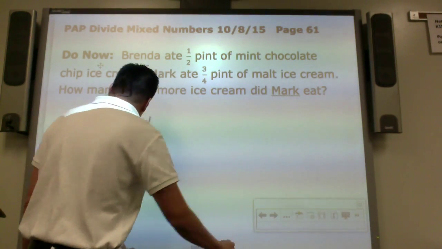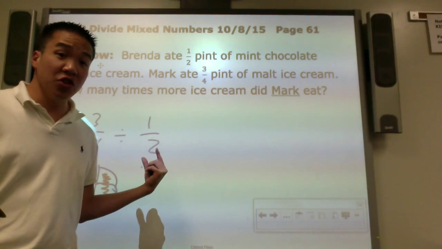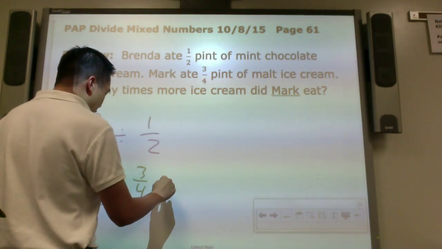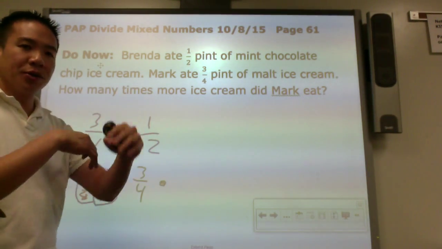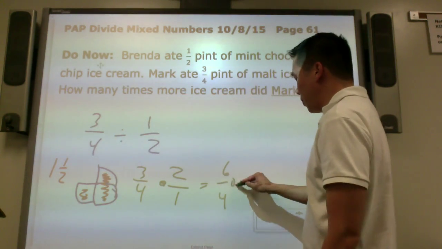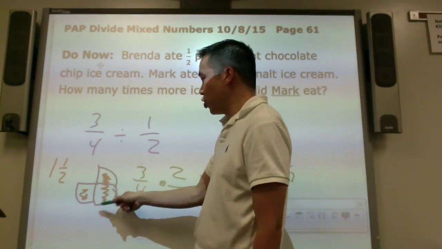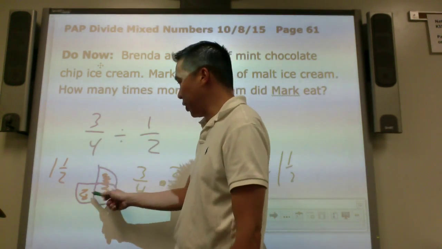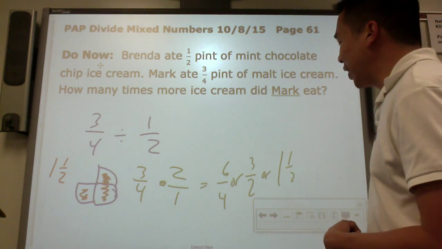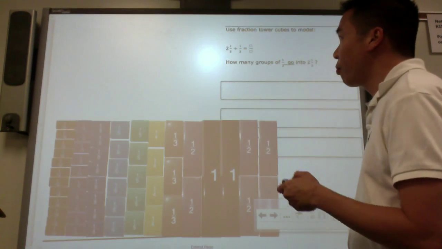Well, let's see. We need to turn this division expression into a multiplication expression. So we have 3/4 times, and what do we do here? The reciprocal of it, which is 2/1. So it's 6/4, which simplifies to 3 halves, or 1.5. Hey, it's true. So there's one group of 1/2 in 3/4, and there's a half of a group. So it's 1.5. So Mark ate 1.5 times more ice cream than his friend Brenda.